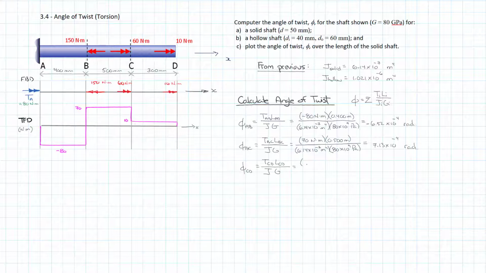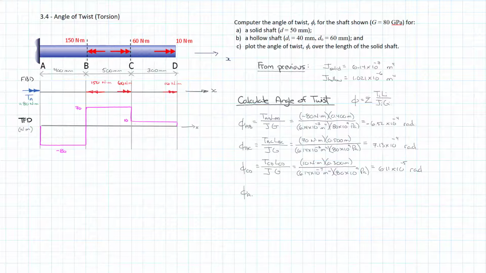And again, we have a positive 10 Newton meters, a 0.300 meter length. J and G do not change. And a value of 6.11 times 10 to the minus 5 radians.